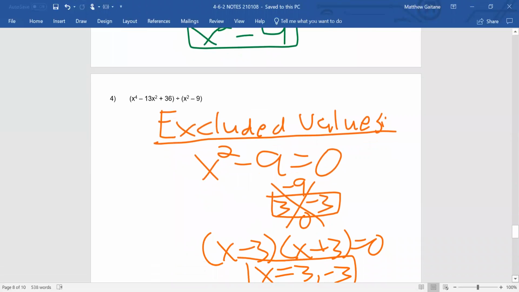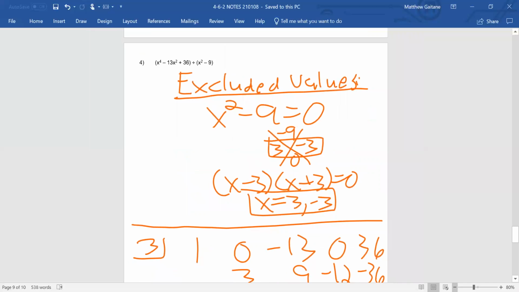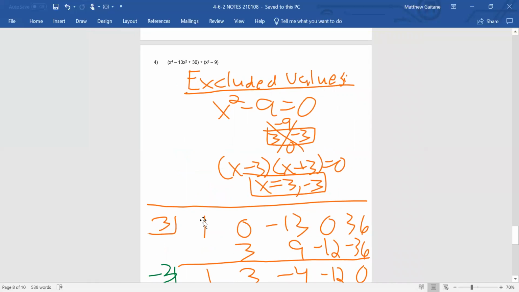Now, number 4 is a little tricky. First of all, if we scroll down a little bit in your dividend, you have 2 placeholders. You got 1x to the 4th power, skips over x cubed, so this is a 0x cubed, -13x squared, 0x, and 36. Now, for the factors of -9 in your divisor, when you're finding the excluded values, I factored the factors of -9 to add to 0, or 3 and -3.